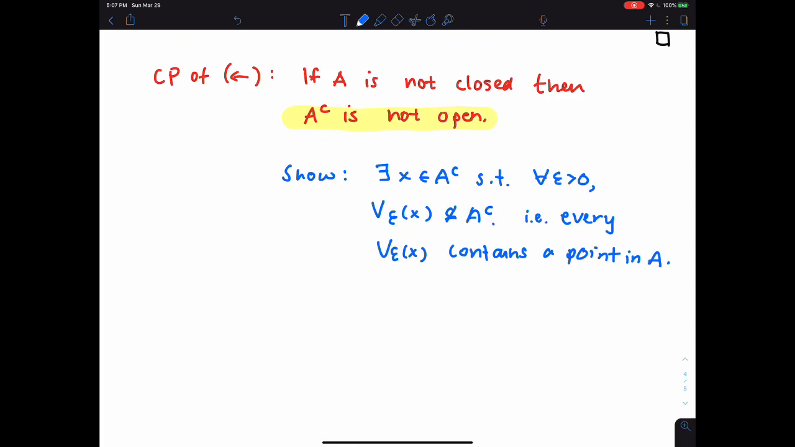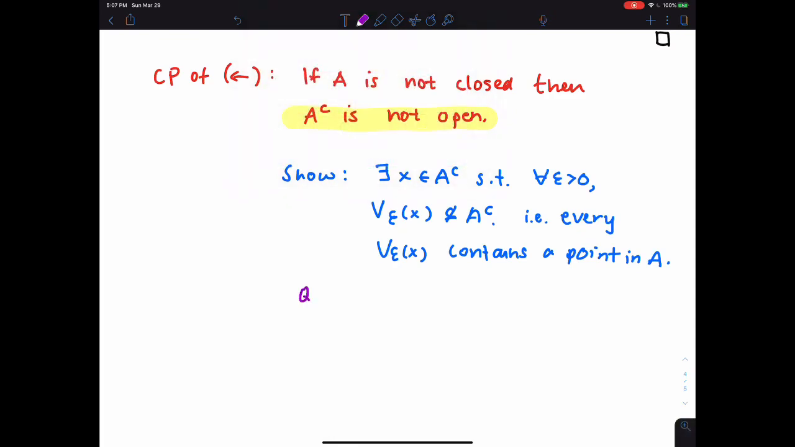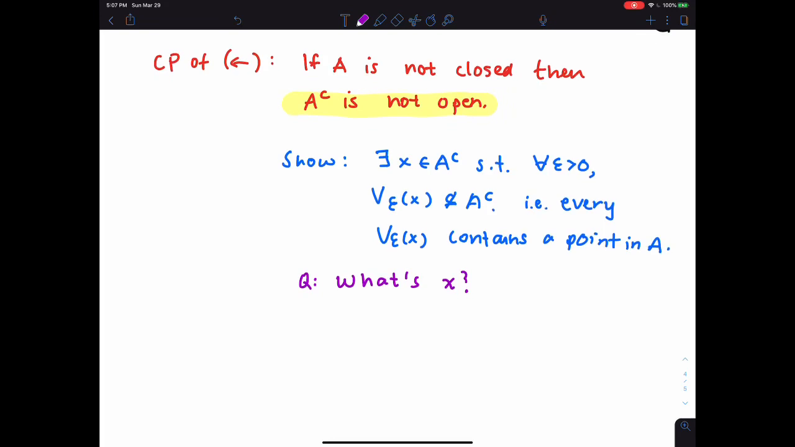And just as in the proof of the forward direction, the next question that we want to ask is, what's x? So we now know that we're looking for an x, and then once we find that x, we're going to illustrate that every epsilon neighborhood leaves A complement. In particular, that means it contains a point in A. So what's x? That means we need to take a look at our assumption here.